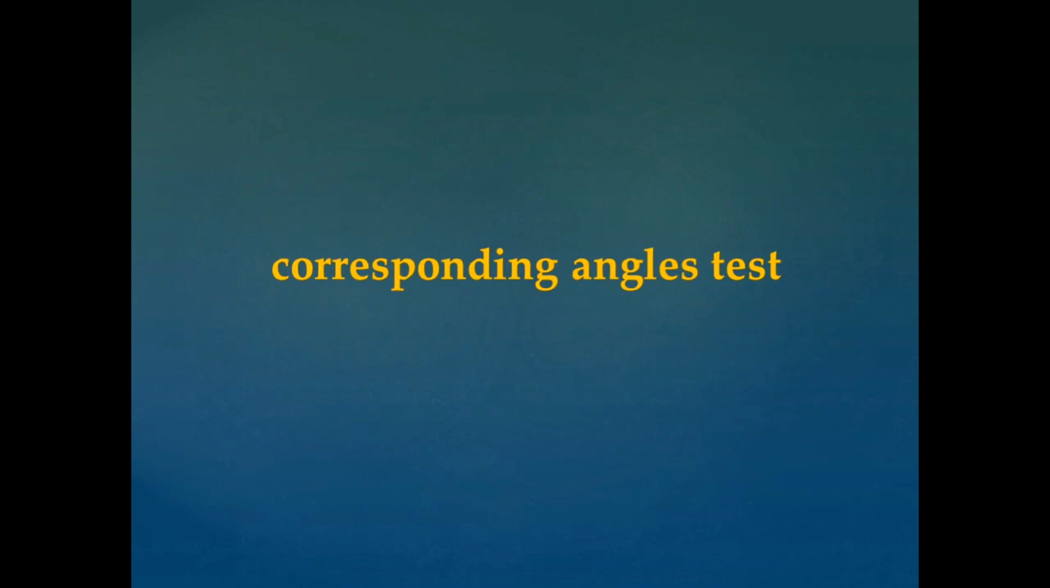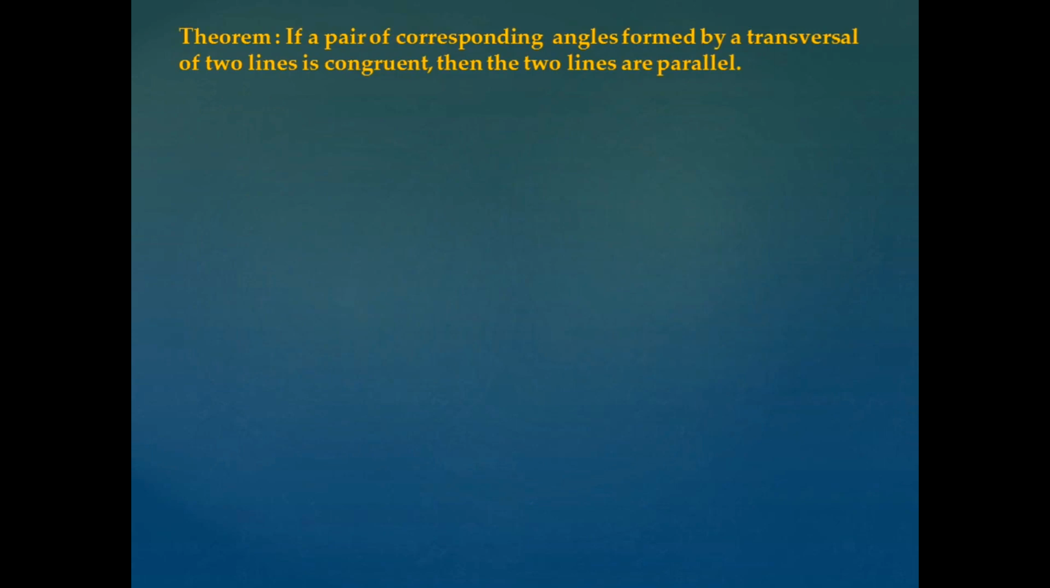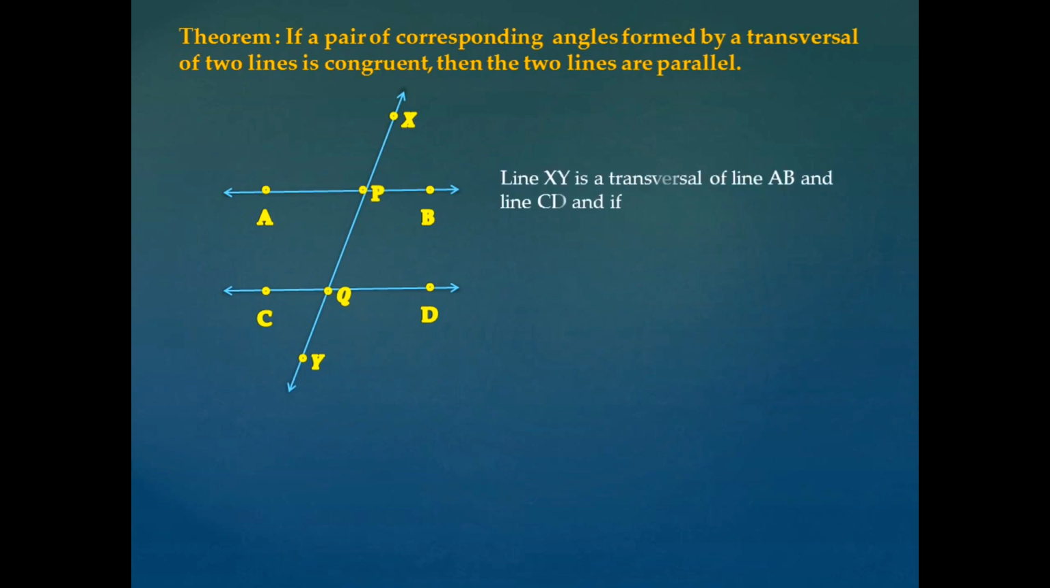Now consider the next test, that is corresponding angles test. Let us have the statement. If a pair of corresponding angles formed by a transversal of two lines is congruent, then the two lines are parallel. It is similar to the previous one. Let us consider any two lines AB and CD. Let XY be the transversal which intersects the two lines at points P and Q. Here we have to decide whether line AB is parallel to line CD or not.